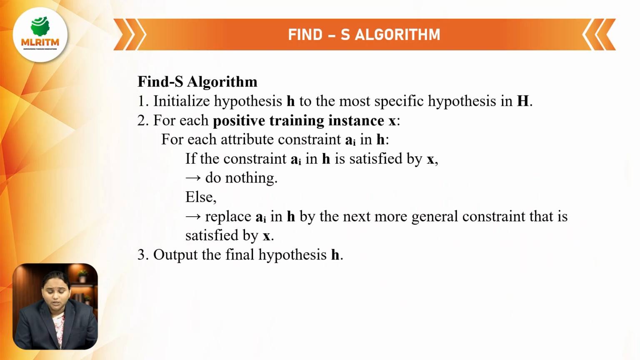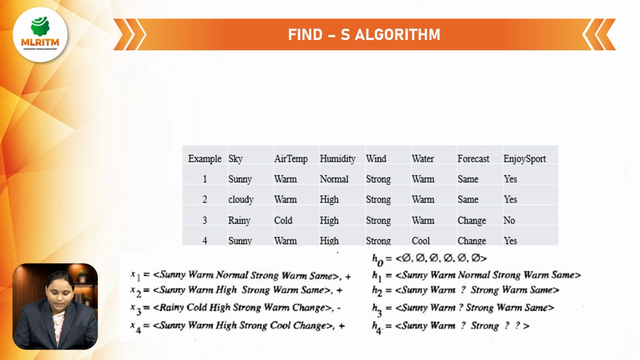Next, the algorithm in Find-S: initialize the hypothesis H to the most specific hypothesis. Next, for each positive training instance X, for each attribute constraint ai in H, if the constraint ai in H is satisfied by X, do nothing. Else replace ai in H by the next more general constraint that is satisfied by X. Next, output the final hypothesis H. That is the algorithm.